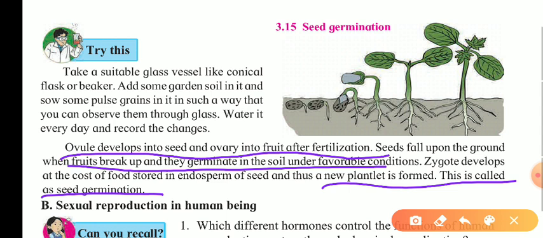Seed germination you have already studied in a lower standard. No need to discuss that in a lot of detail. Only the radicle and the plumule, which you know very well. The plumule converts into the plant and the radicle converts into the roots. So this is about sexual reproduction in plants. In the next section, we will talk about sexual reproduction in human beings.